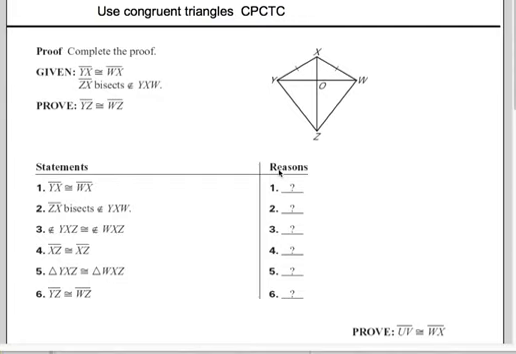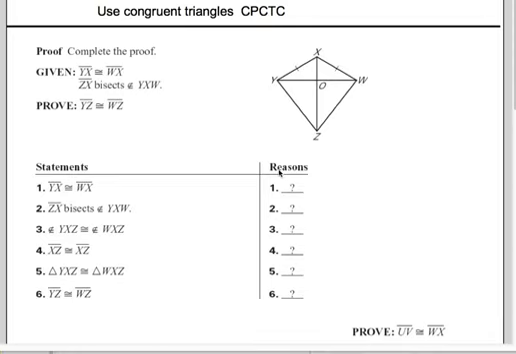Proofs involve CPCTC in them, which means that it takes them beyond just showing that triangles are congruent into actually using your congruent triangles to say something more about the picture. So they want us to complete this proof. They have the statements filled in, but the reasons are blank.